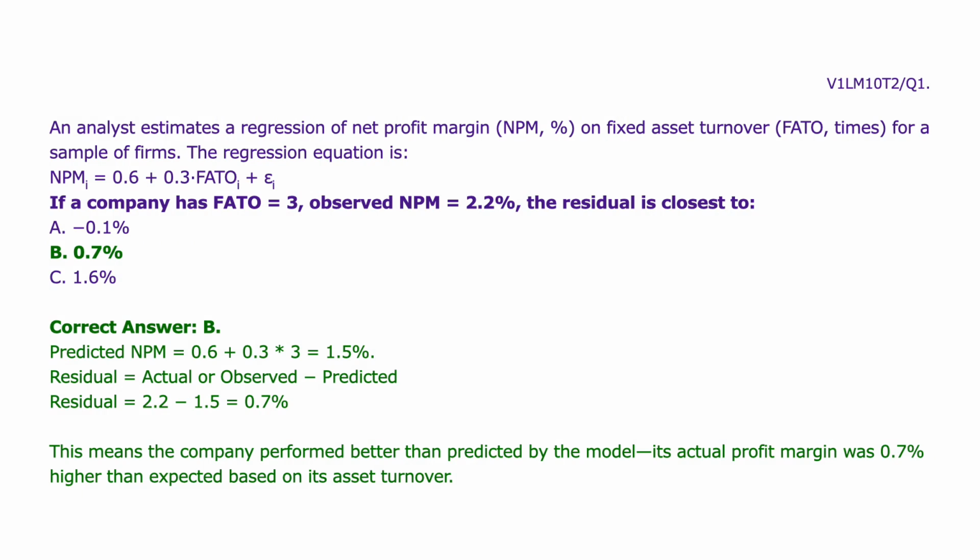Residual is the difference between the observed value and the predicted value. Residual equals observed y minus predicted y. Residuals must be in the same unit of measurement as the dependent variable. The positive residual correctly indicates that the actual observed value was higher than the predicted value, meaning the company's performance exceeded the model's average expectation.